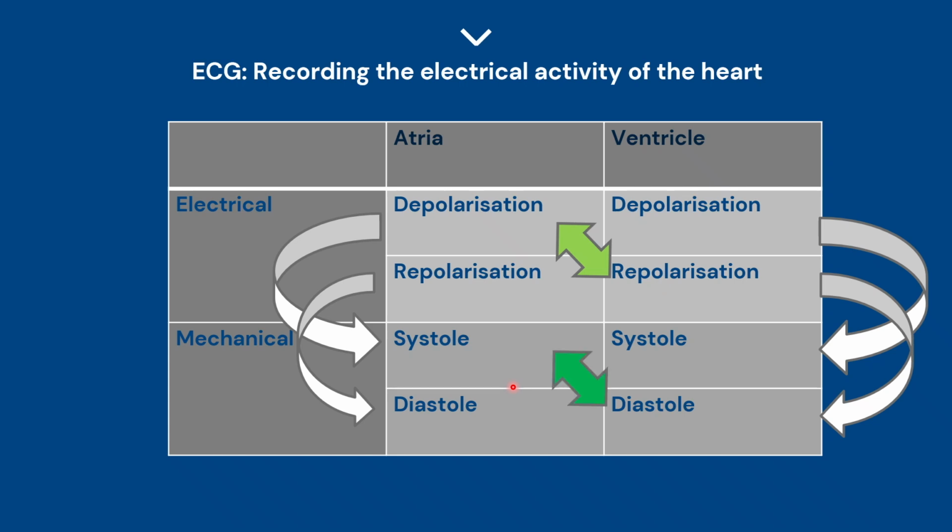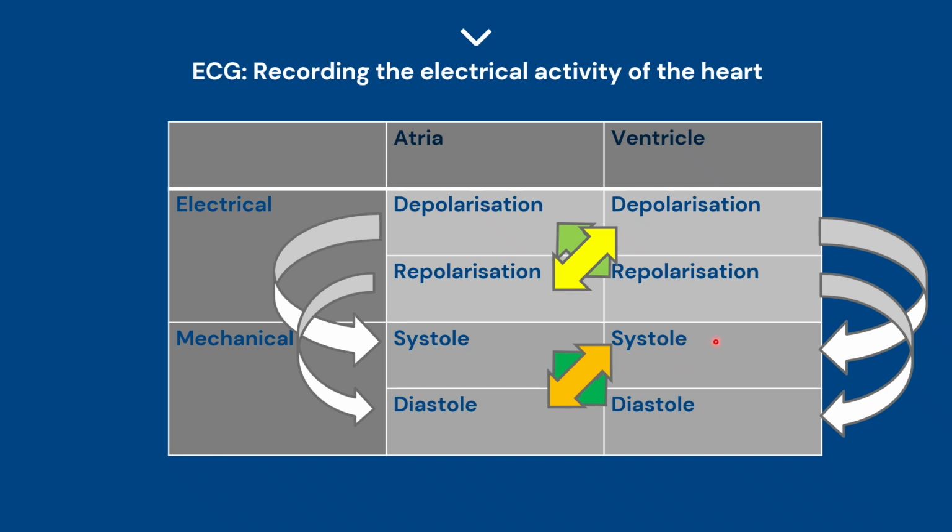And this means that when the atria are in systole, the ventricles are in diastole, and this will help to evacuate blood from the atria to the ventricle. And when the atria are in a state of repolarization, the ventricles are in a state of depolarization, which means that when the atria are in diastole and filling, the ventricles are in systole and emptying their content.